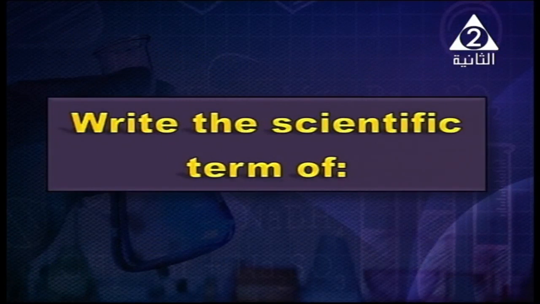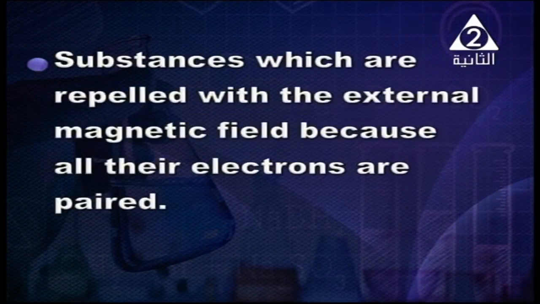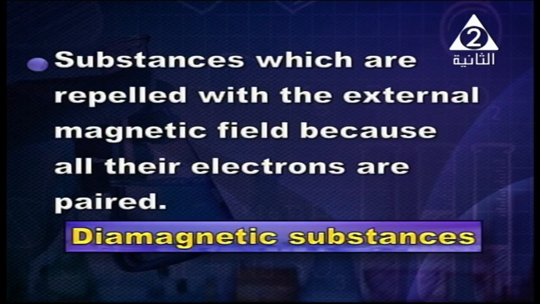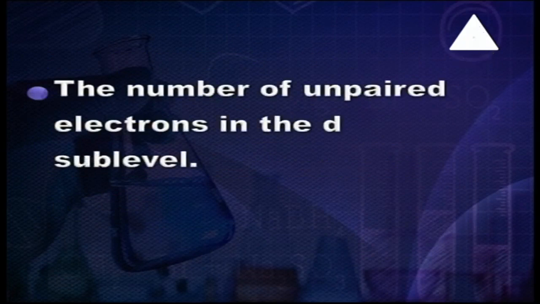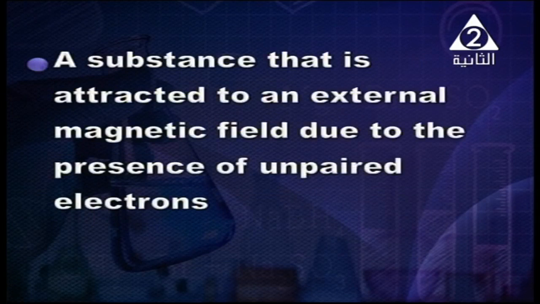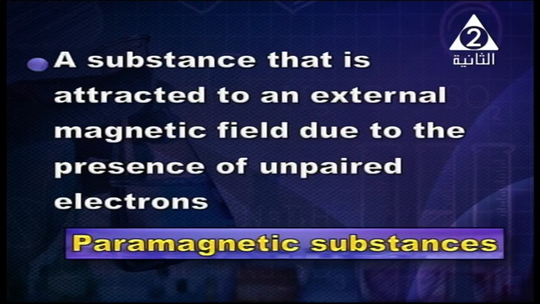The next type of questions: write the scientific term. Substances which are repelled by the external magnetic field because all electrons are paired. Yes, the answer will be diamagnetic substance. Next point. The number of unpaired electrons in the d sublevel. If you think about it, yes, it will be magnetic moment. Next point. A substance that is attracted to an external magnetic field due to the presence of unpaired electrons. If you think about it, yes, it will be paramagnetic substance.